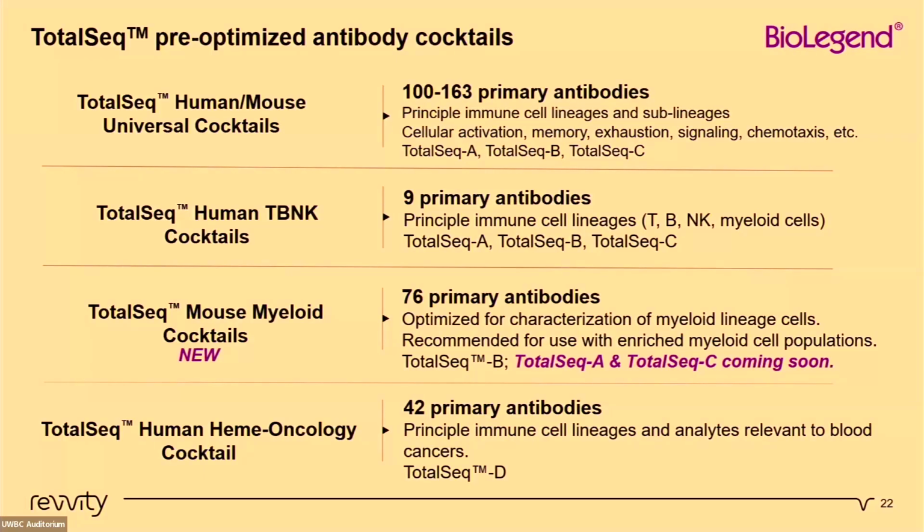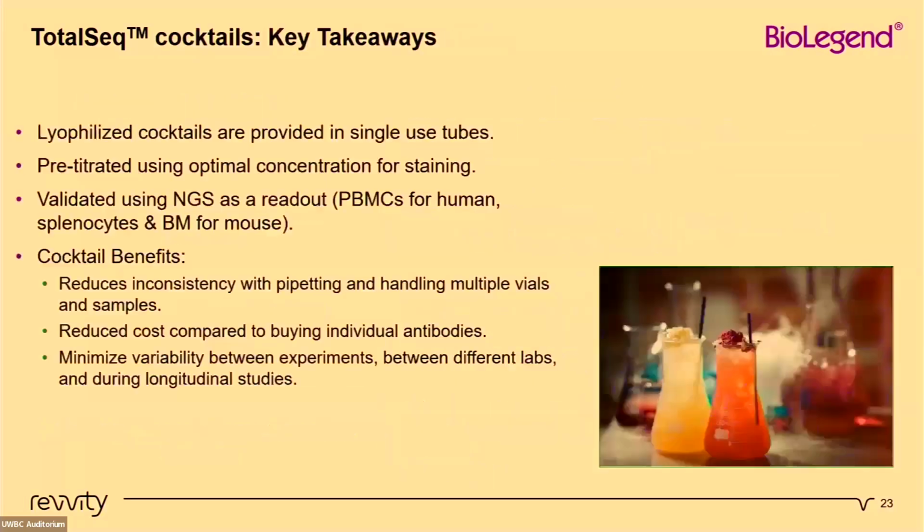And then this is for total-seq D, but this human heme-oncology cocktail, it's 42 antibodies. So if you are interested in single-cell DNA-seq, we have a cocktail for that as well.